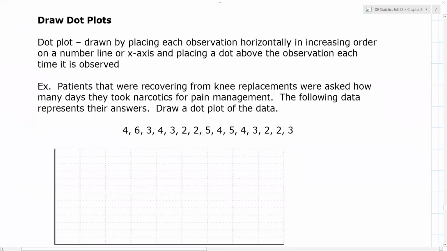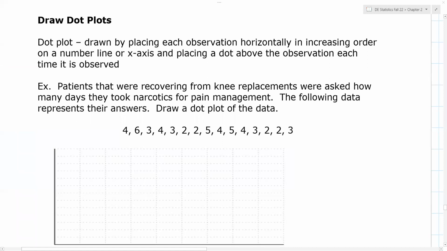Next, we're going to do dot plots. Again, dot plots not very common in scientific research. You might see them in magazines and stuff like that. It's essentially a histogram, but without rectangles. You have dots instead of rectangles.